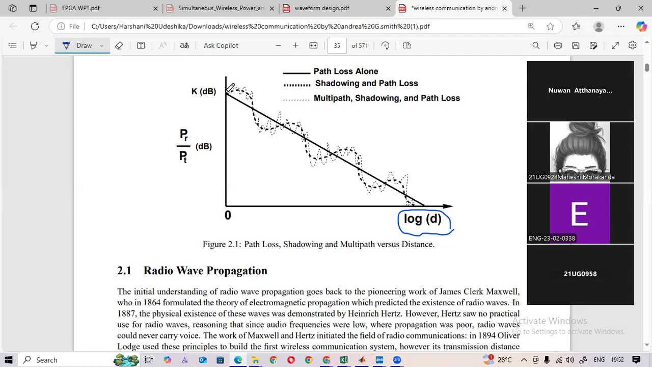So you can see that the gain is changing due to path loss and shadowing. It is happening somewhat slowly, but due to multipath, it is happening quickly. Okay, so you can see this here.